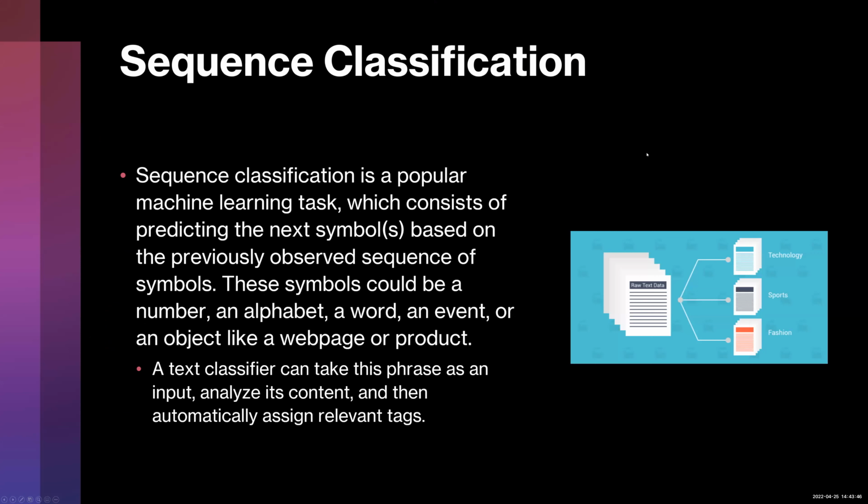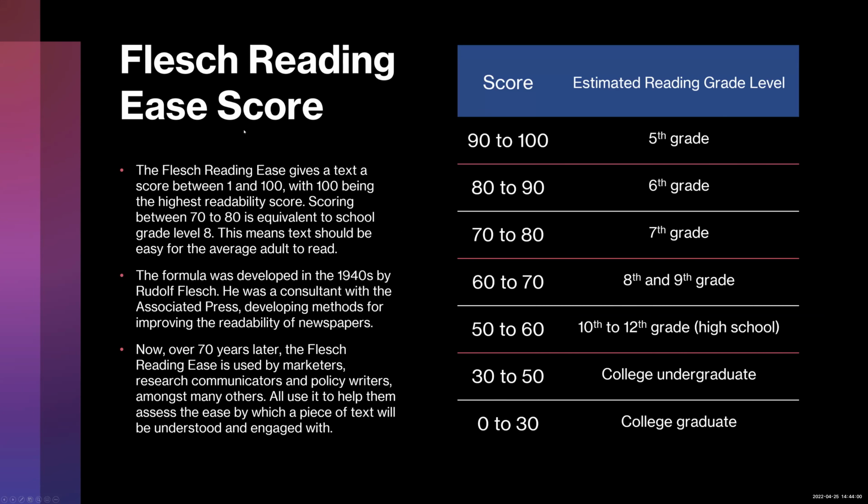This is just basic information about sequence classification. We've talked about this during the class, so I'm pretty sure I don't have to go over this. Specifically, I'm looking at text classification, which takes the data and assigns a label to it. What I'm looking at is called the Flesch reading ease score. It's a readability model that determines from a piece of text how easy it is and what grade level an individual should be able to read it.